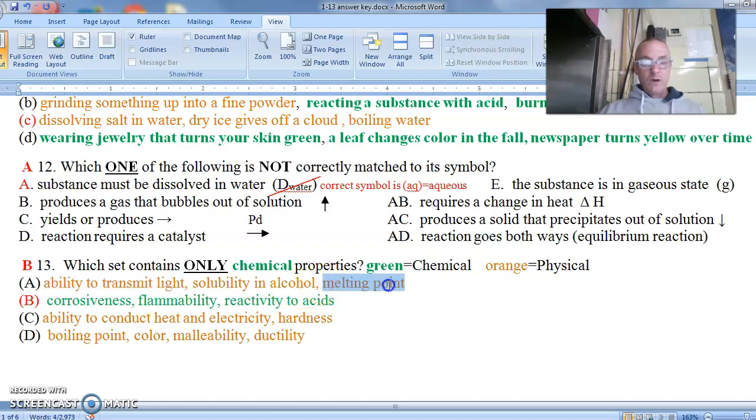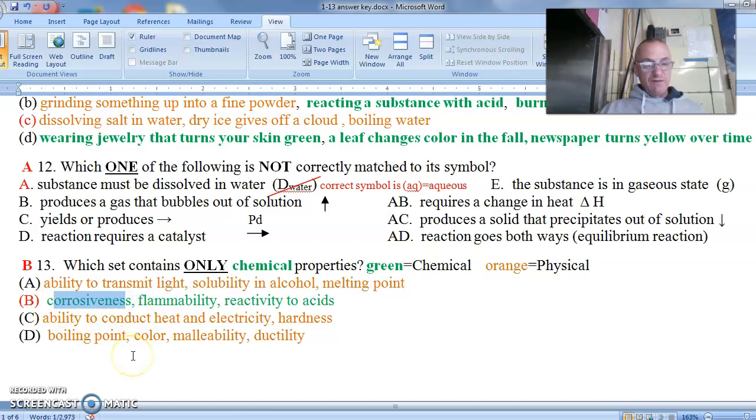Melting point, the temperature at which something melts, is physical because when it melts, it's just going from a solid to a liquid. It's the same substance there, though. Melting involves measuring the temperature at which a substance changes state of matter. State of matter changes are physical. Oh my gosh, letter B.